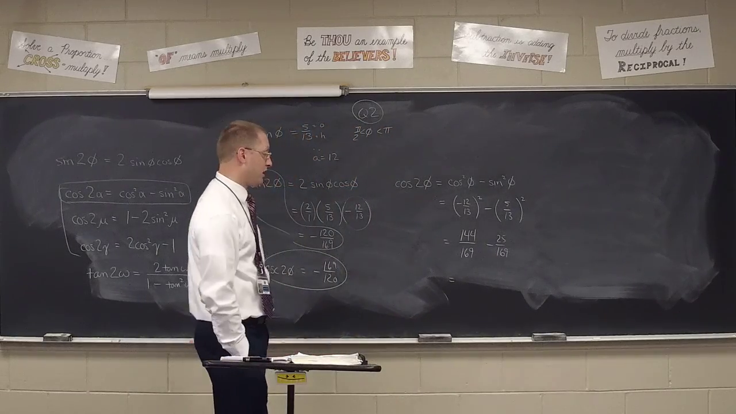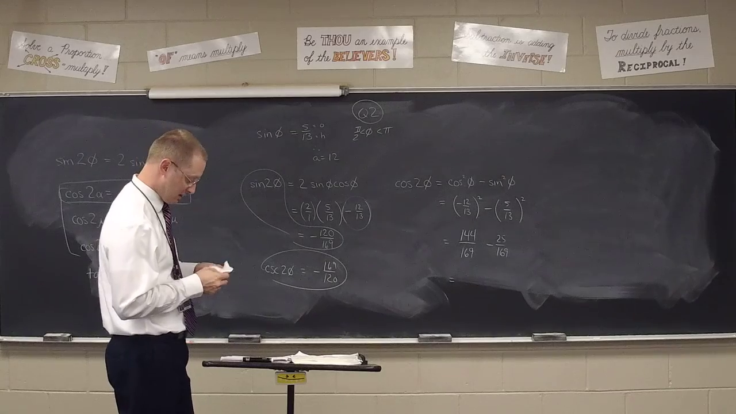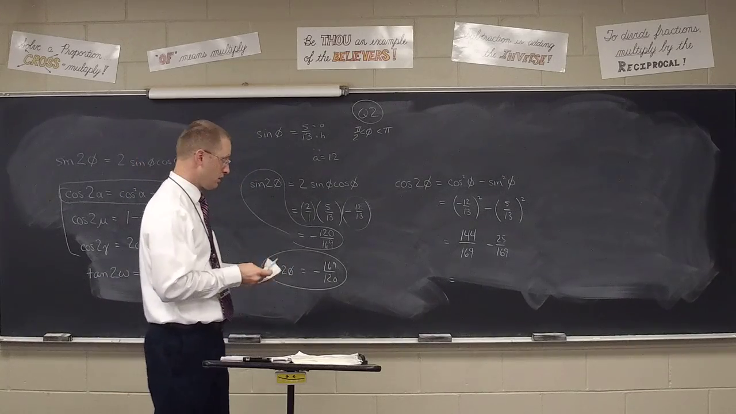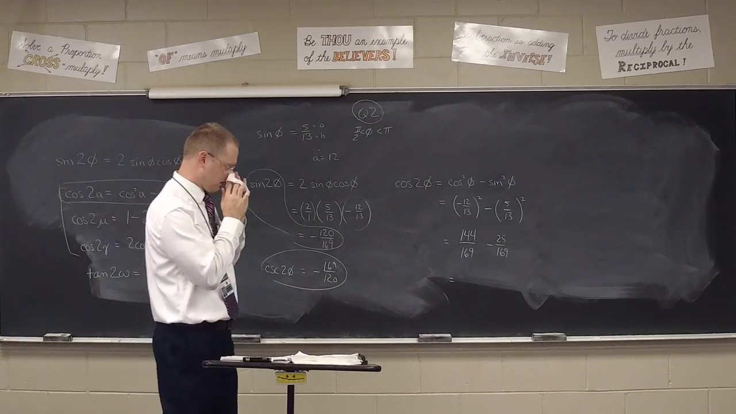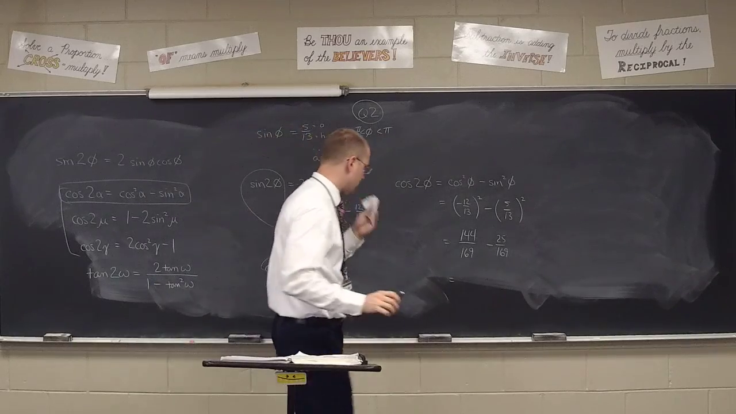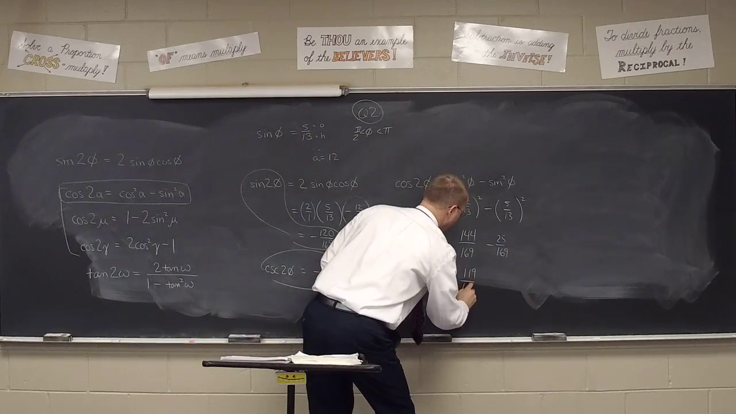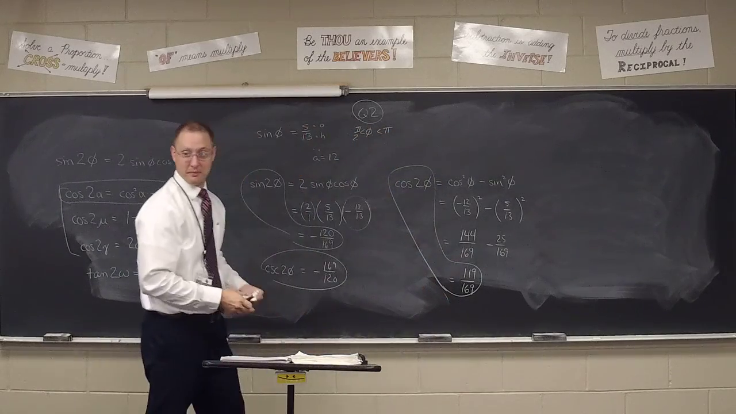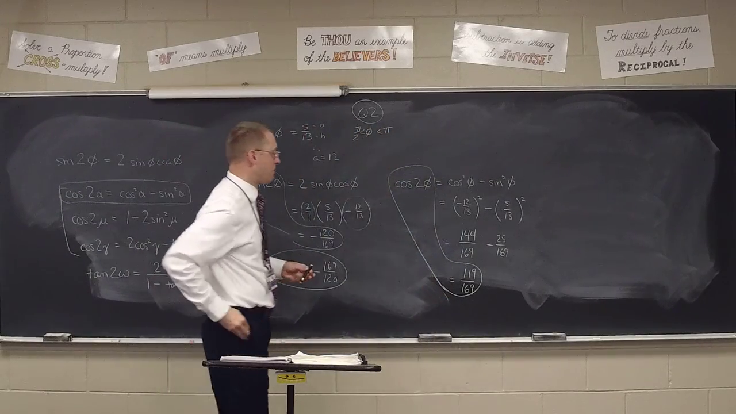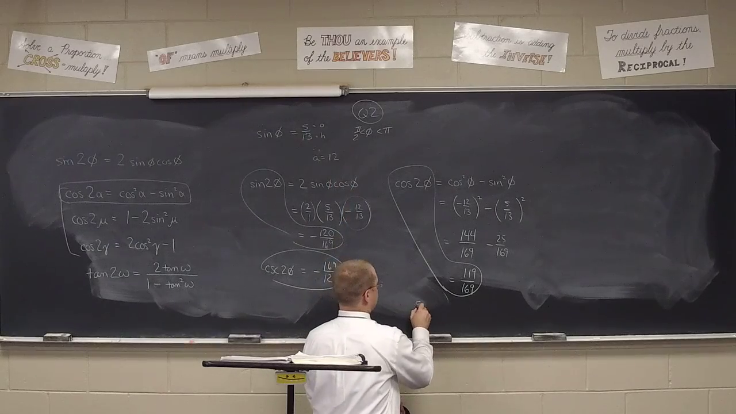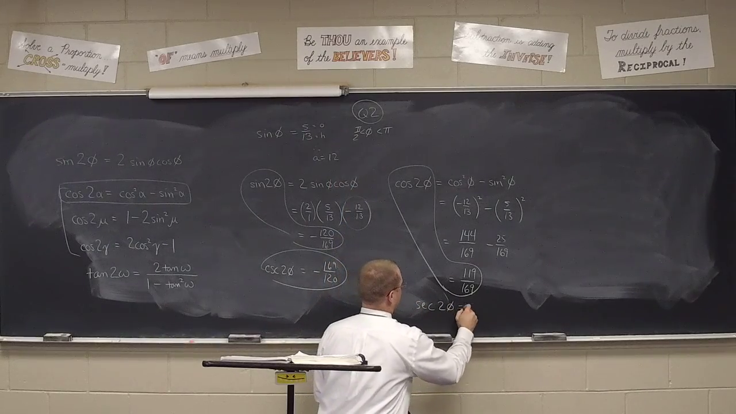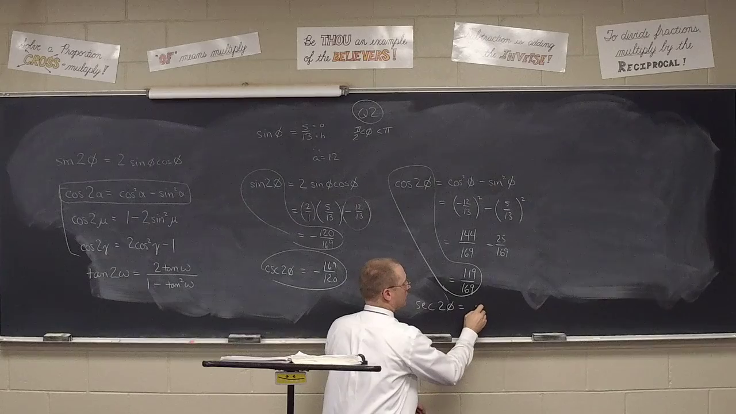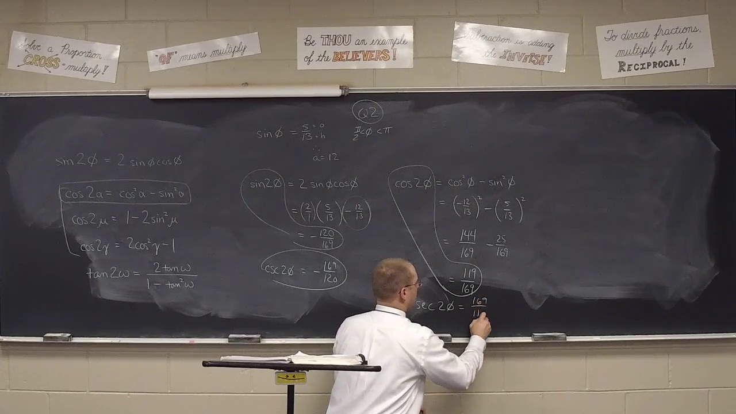You can use a calculator. 144 minus 25? 119 over 169. Good, 119 over 169. How many have that for the cosine of 2 phi? Okay, only a couple of us this time. And then we need the secant of 2 phi, which we'll get right now. Chris? 169 over 119. There we go.